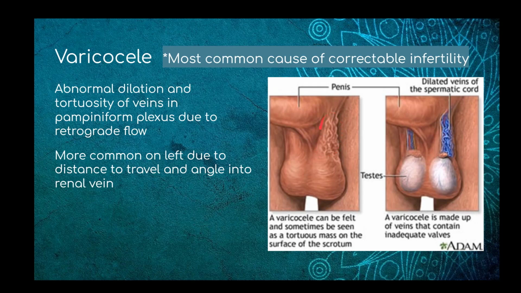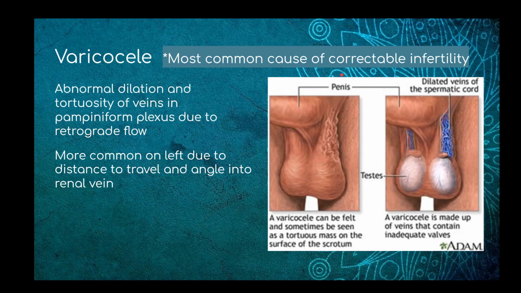And so they get a little bit bigger, they become a little bit more tortuous, and blood flow, instead of heading up into the body and back to the IVC, it just kind of falls back into the testicles, putting a lot of pressure in this area. The problem with that, though, is that with all that extra pressure, all that extra blood sitting in here, that area starts to get very warm. And remember, the vas deferens comes up and around and through this area as well. And because of that extra warmth, varicoceles end up being the most common cause of correctable infertility on the male side.